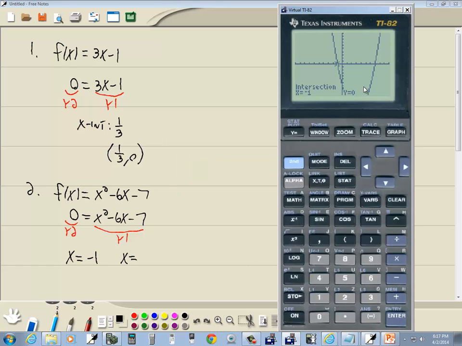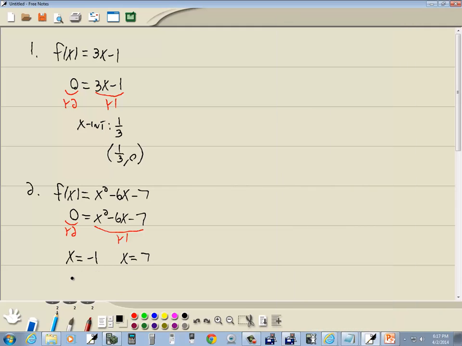Now let's find our next one. So do second trace again, choose intersect, enter our first curve, enter our second curve, and I'll click and hold down my right arrow key. I want my flashing cursor over closer to this one, and then I'll press enter, and it tells us x is equal to 7. So those are our two x-intercepts. You could write them in point form if you want. This one would be -1, 0, and this one would be 7, 0. But either way, those are our intercepts.